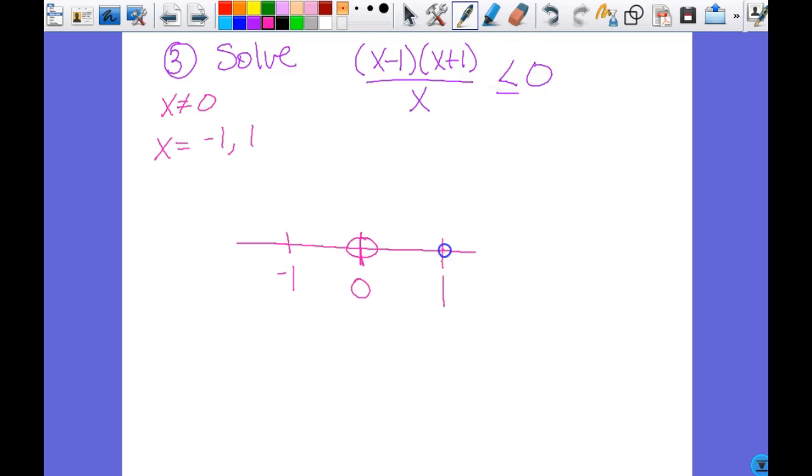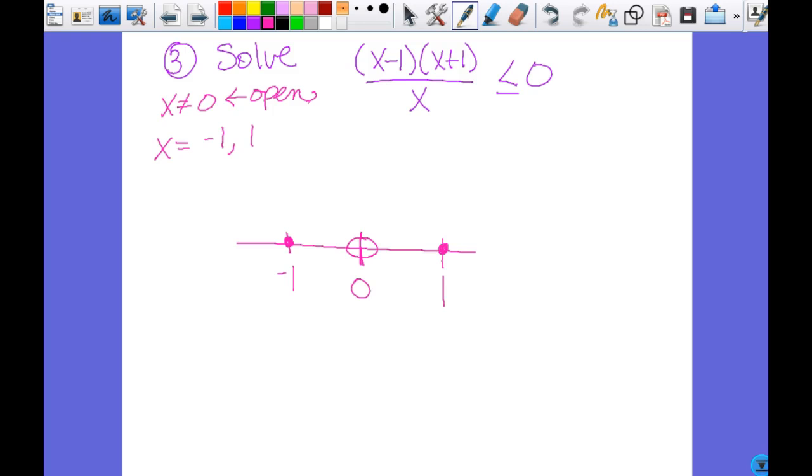And since that's less than or equal to, these are closed circles. If that was just less than, then all 3 of them would be open. So whatever x can't be, this has to be an open circle every time. Every time. Whatever x cannot be, that's your open circle.